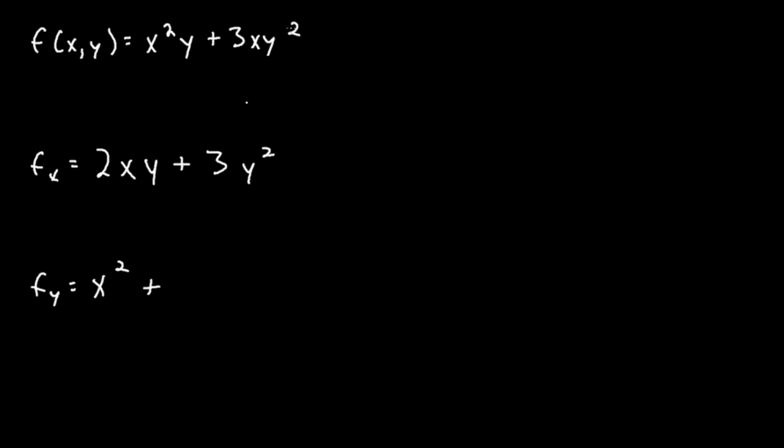Treated x as a constant. So now we find the y partial of the second term. Well, since y is being squared and x is treated as a constant now, we need to just do power rule on y. So if you bring the two down, using power rule, you get 6xy as your y partial.